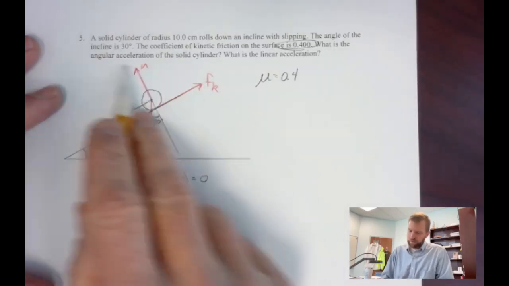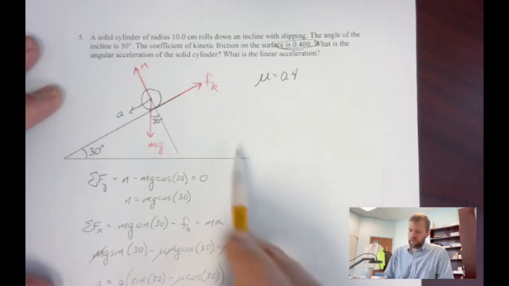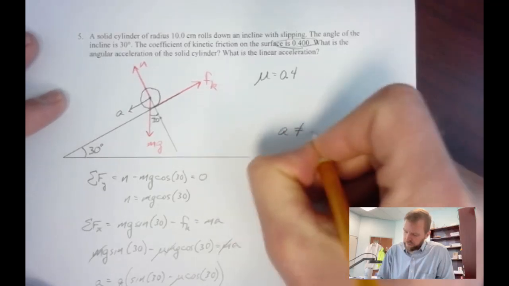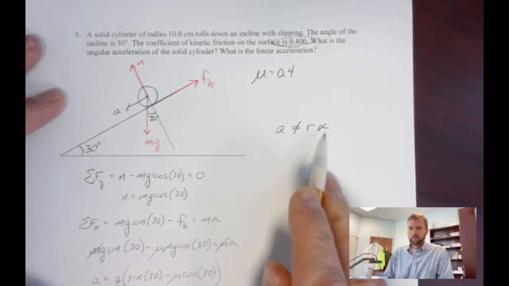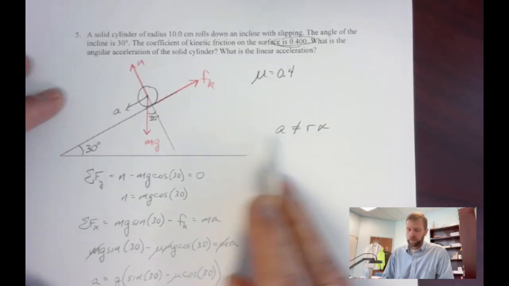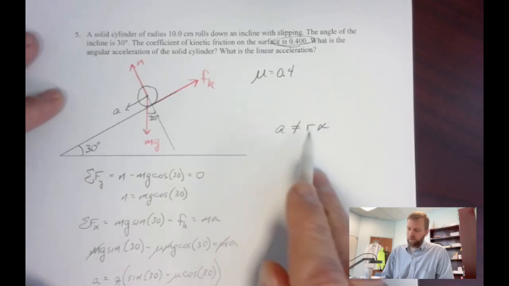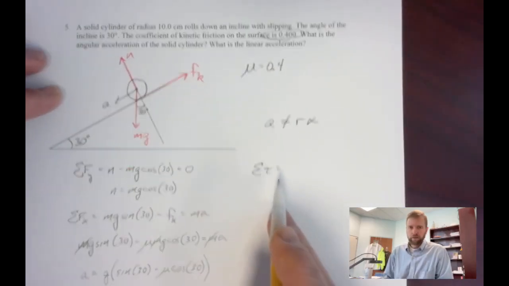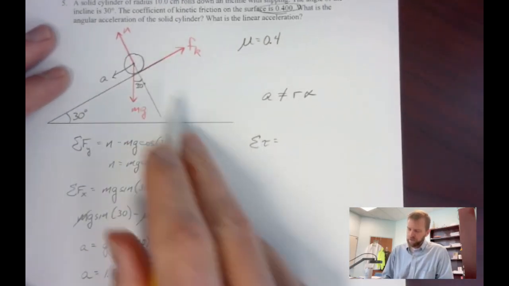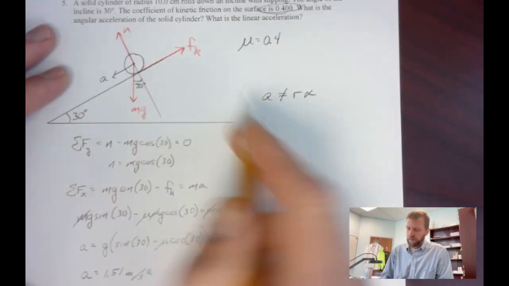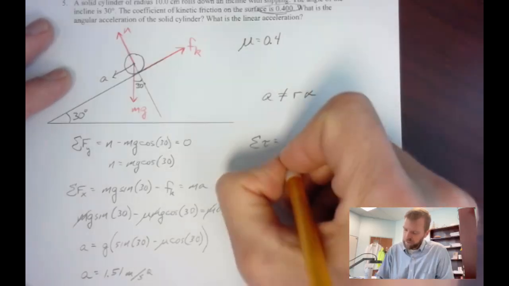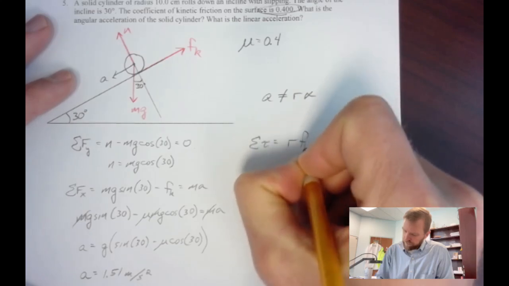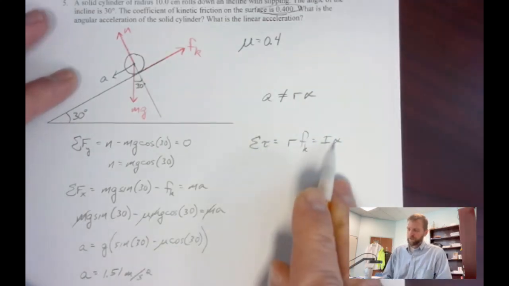We can also now look; we need the angular acceleration of the solid cylinder. Because it is slipping, the angular acceleration and the linear acceleration are not equal, right? Because it's slipping. So we just have to solve Newton's laws for the rotational motion. There's only one force that is applying a torque, and that is kinetic friction. So this is going to be R times Fk equals I alpha. And we're solving for alpha.